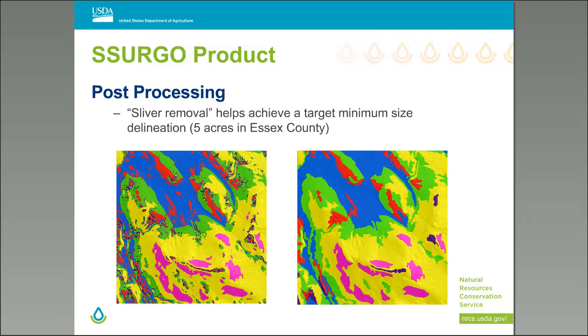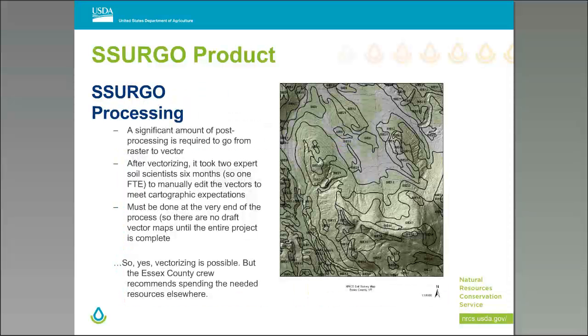And then the next thing you do is sliver removal, which helps achieve a target minimum size delineation. For Essex County SSURGO, that was 5 acres, and that's a pretty easy and consistent way to do that. And then you end up with a soil map that looks real familiar. But I have to say that a significant amount of post-processing is required. After vectorizing, it actually took 2 soil scientists 6 months, so a full FTE, to manually edit the vectors to meet cartographic expectations. And that was after they had already gone through some smoothing.